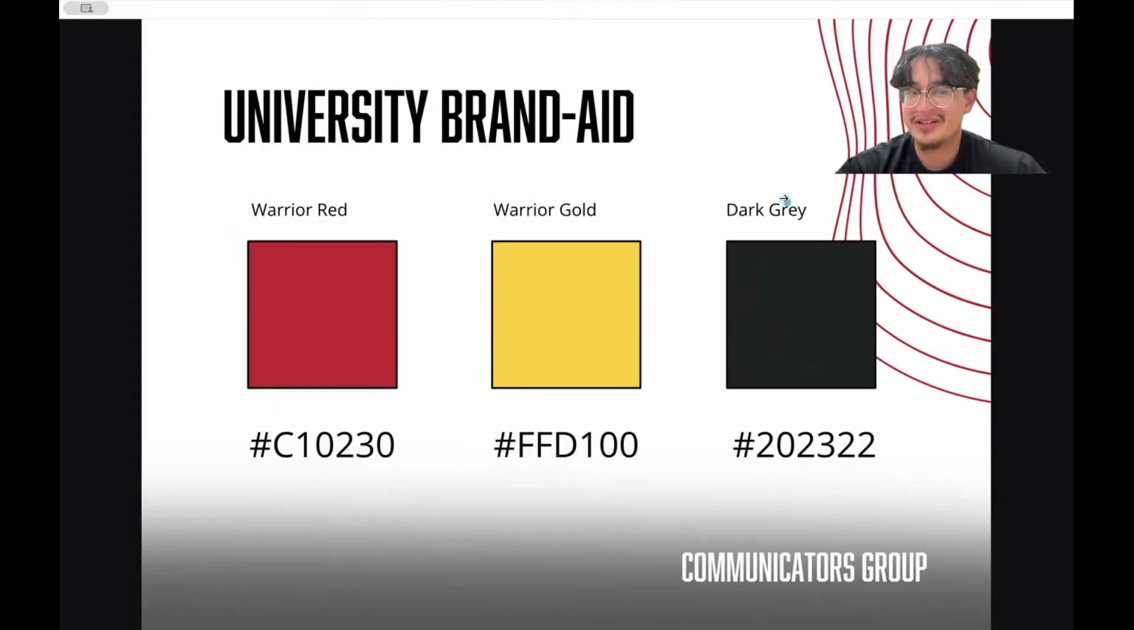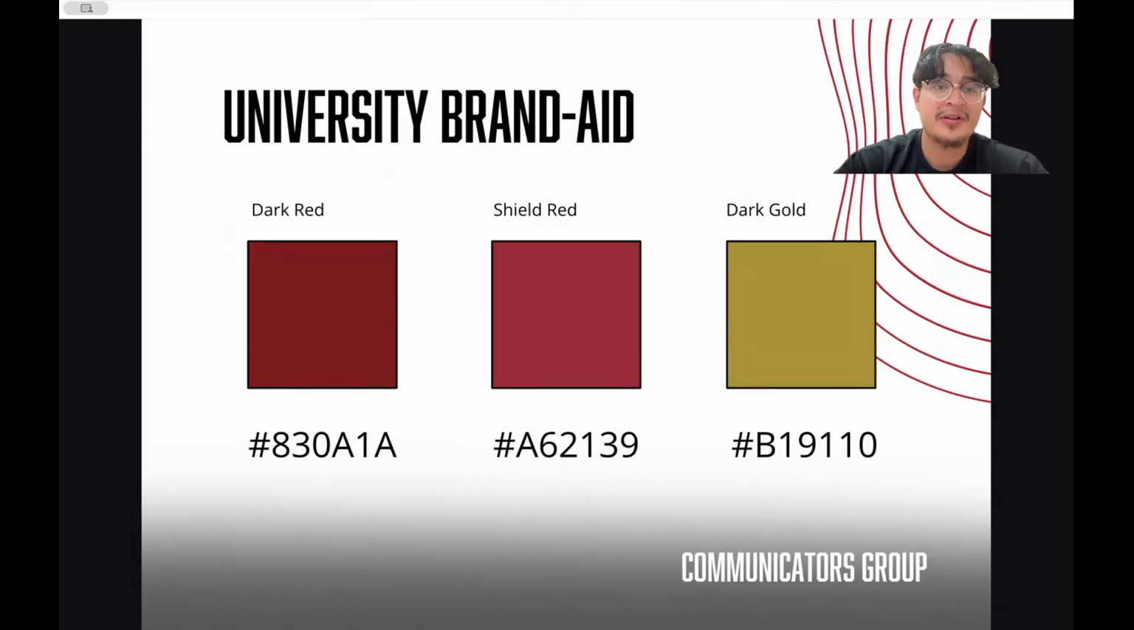Moving on to university brand aid. As you can see, we have warrior red, warrior gold, and dark gray. These are considered our primary colors that we use for branding. And below these colors are the hex codes. Continuing on, we also have dark red, shield red, and dark gold. These are also considered our primary colors that we use.